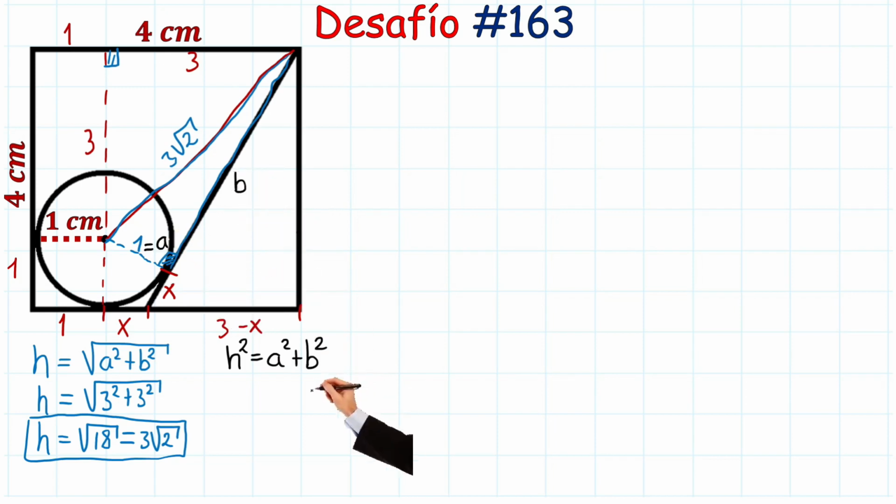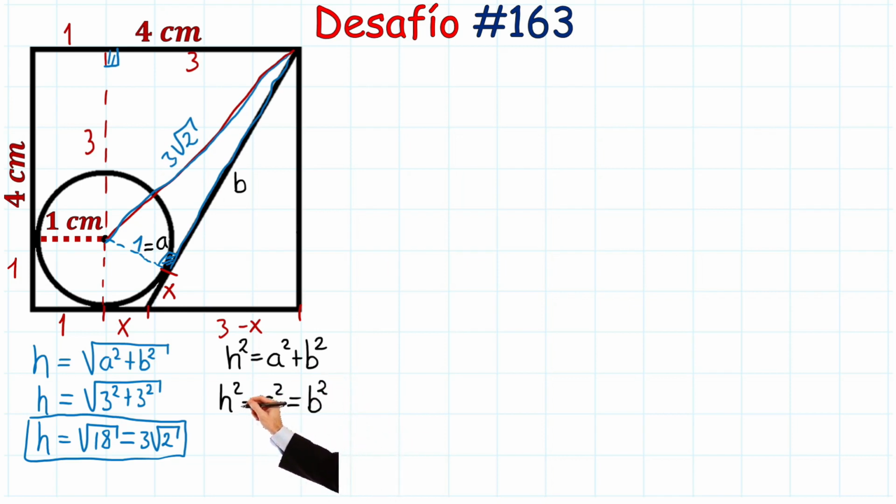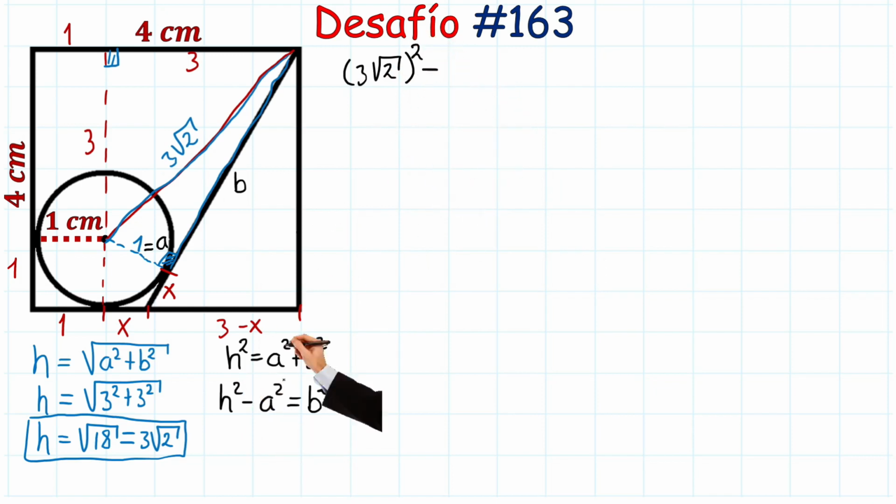Fantastic. So clearing leaves us h squared minus a squared, and this equals b squared. Right, so simply we need to go replacing. Let's replace h squared. What is h? It is 3 times the square root of 2, so let's write it here: 3 times the square root of 2, and this is squared, minus a squared, meaning one of its sides, this side here, the one we know how much it is worth, no?